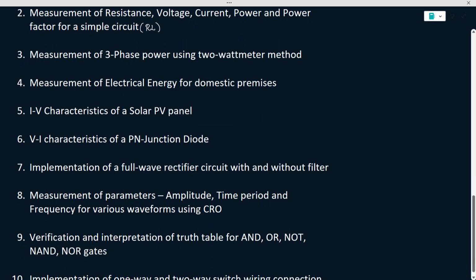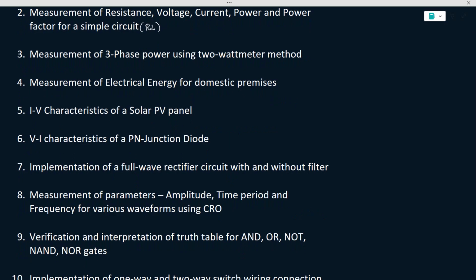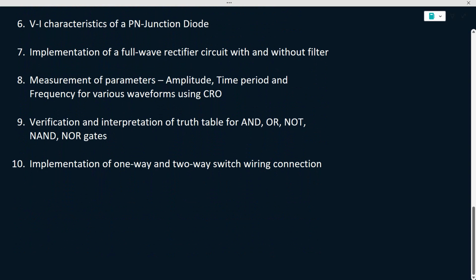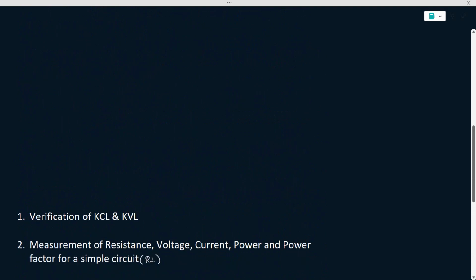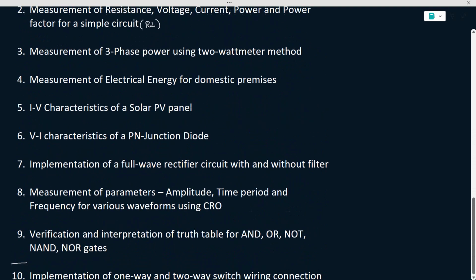And you see the sixth experiment and seventh experiment. These are the electronic circuits. One is the PN junction and its application, and some data representation device, CRO. And certain gates here, also the electronic part. And the 10th one is a different experiment, that is wiring connection. So for the sake of understanding, I'm just explaining all these, and we will discuss some other examples one by one also.